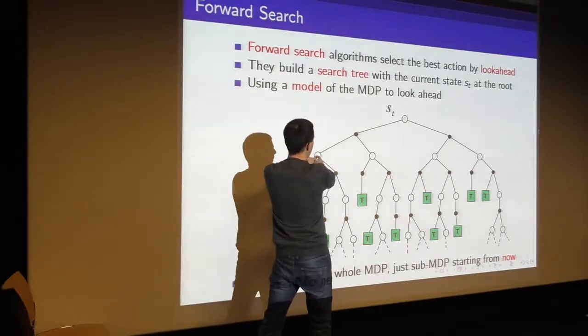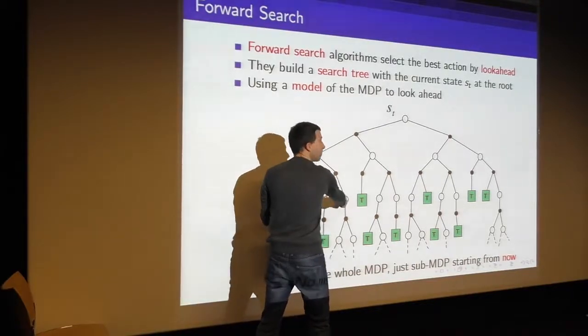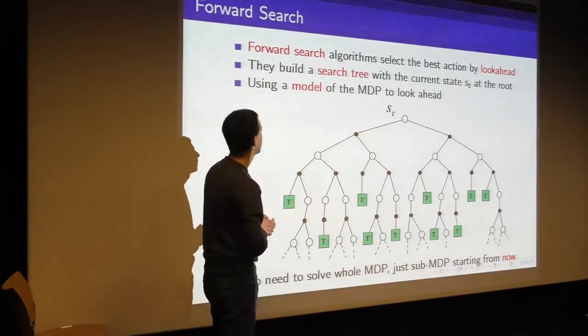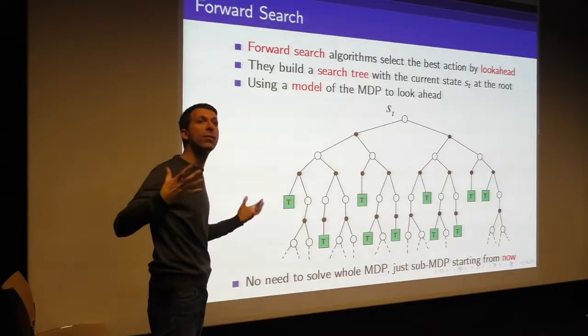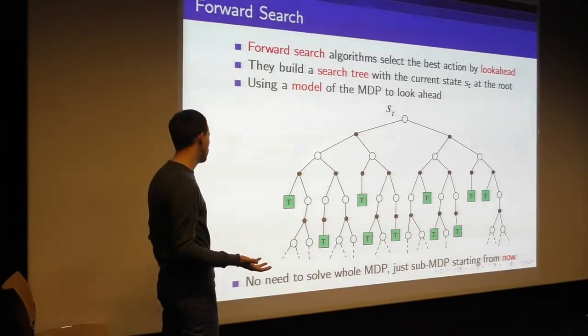The model tells you, if I take this action, I could get blown here, I could get blown here. We have the model, and that lets us look ahead. It lets us look at this whole tree of contingencies of what might happen in the short-term future.